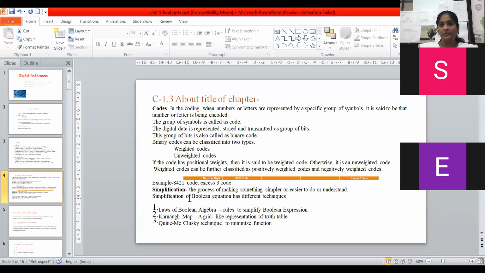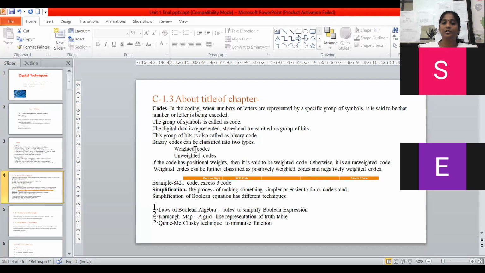What do you mean by the logic function? What do you mean by the variable? Those things we are going to discuss. And then two different simplification techniques, that is the Karnaugh map, short form K-map, and another method, the Quine-McCluskey technique, that is the QMC method, which is also used for the minimization of the circuit diagram. So the title of the chapter is Codes and Simplification Technique.